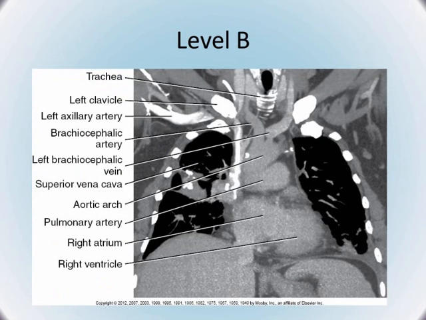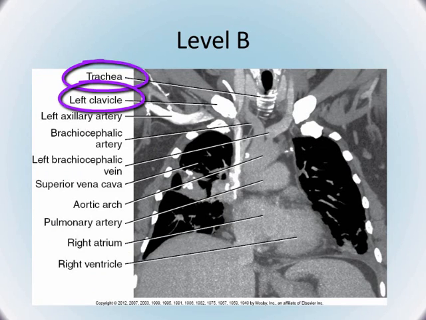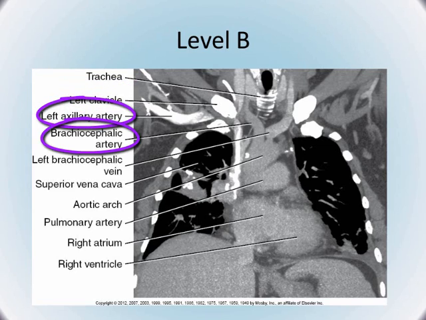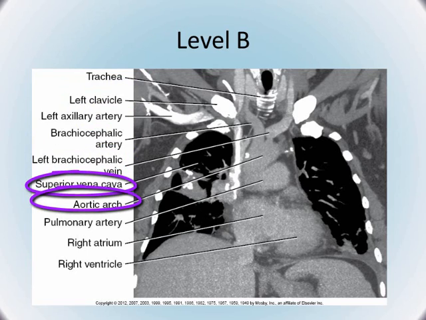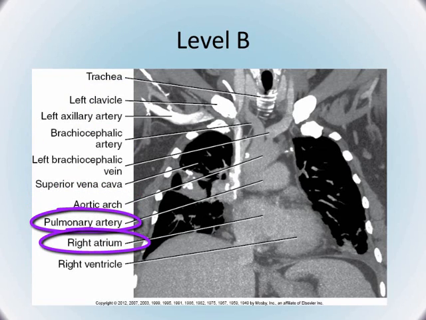At level B, we have the trachea, the left clavicle, the left axillary artery, the brachiocephalic artery, left brachiocephalic vein, superior vena cava, aortic arch, pulmonary artery, the right atrium, and the right ventricle.